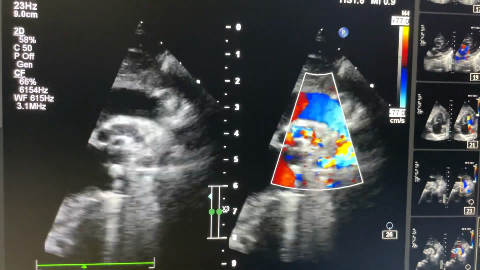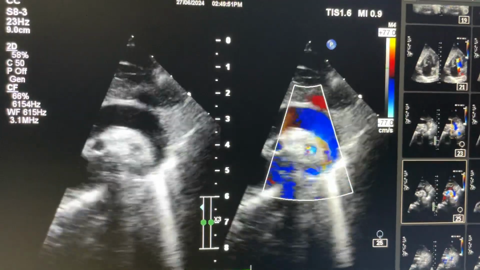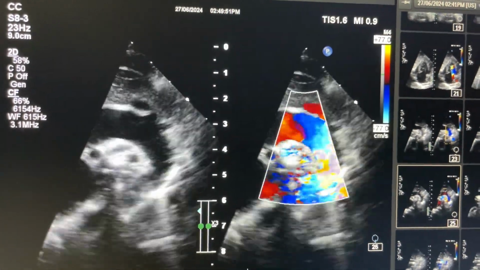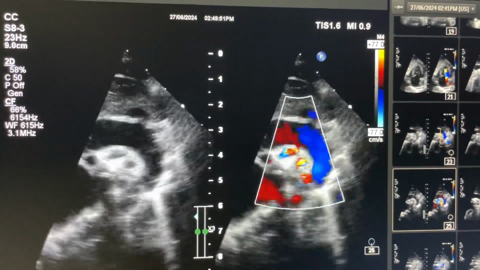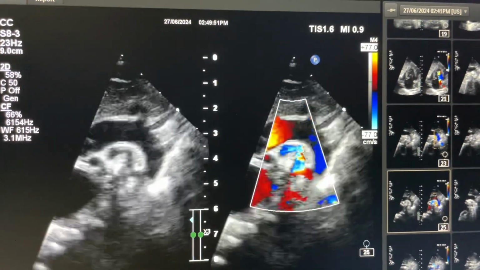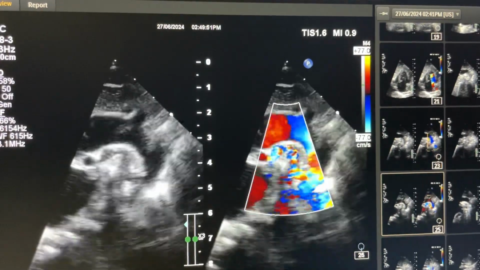In the previous classification, this is type 4 truncus. In case of type 1, 2 or 3 truncus, what happens? Pulmonary artery comes directly from the truncus. So if the main pulmonary artery is present, then it is type 1 truncus arteriosus.